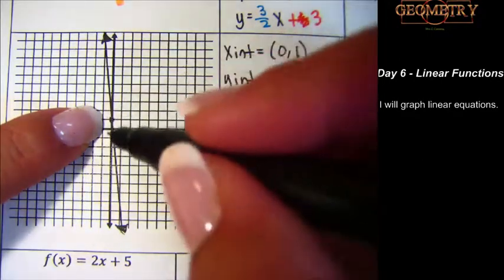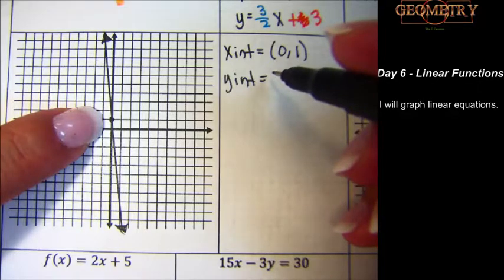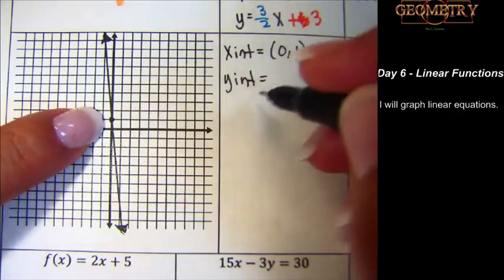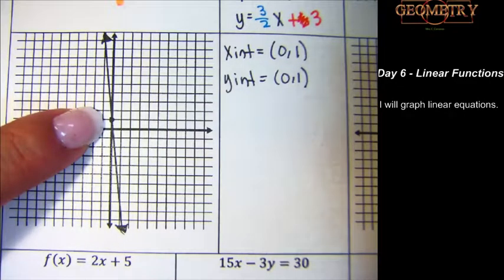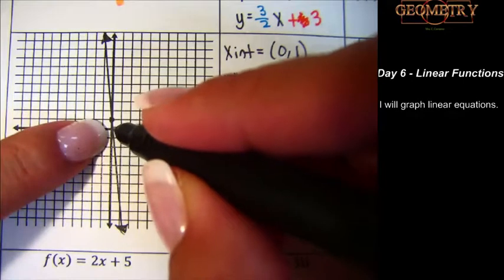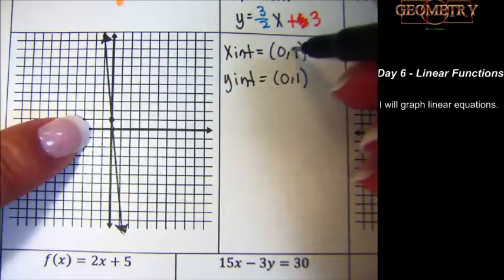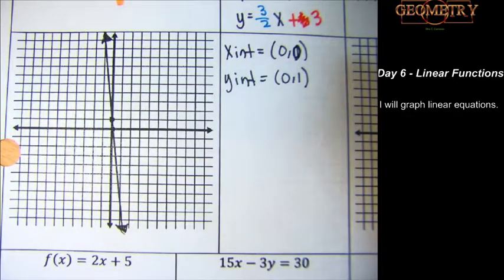Okay, this is 0, 1. The y-intercept is 0, 1. It looks like it's the same place, 0, 1. Oh, wait. Yeah, maybe 0, 0? Yeah. It's really hard to tell because it's kind of right on top of itself.